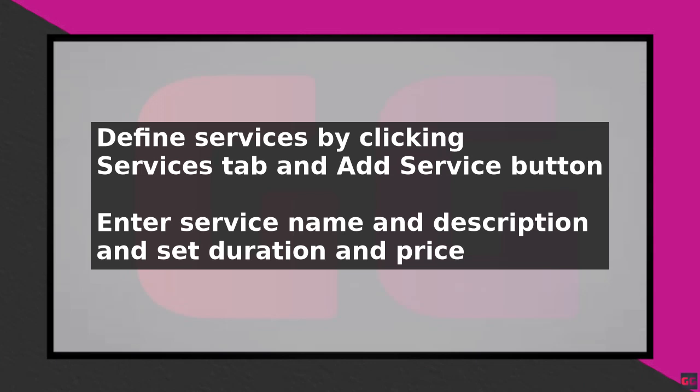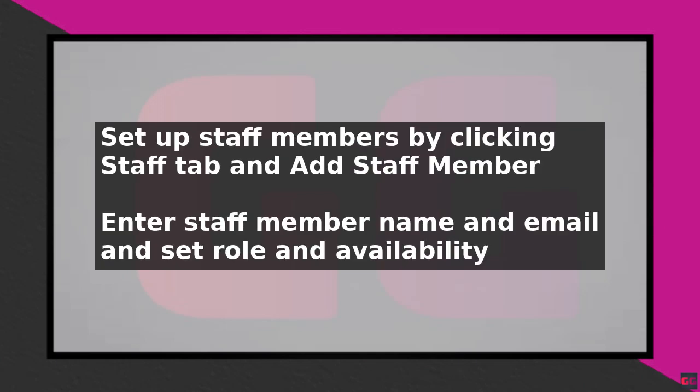Now, configure your booking settings by clicking on the Settings tab. Here, you can set your business hours, time zone, and booking rules, such as the minimum notice period and cancellation policy. To add a booking widget to your website, click on the Add to Site button and select the location where you want to display the widget.